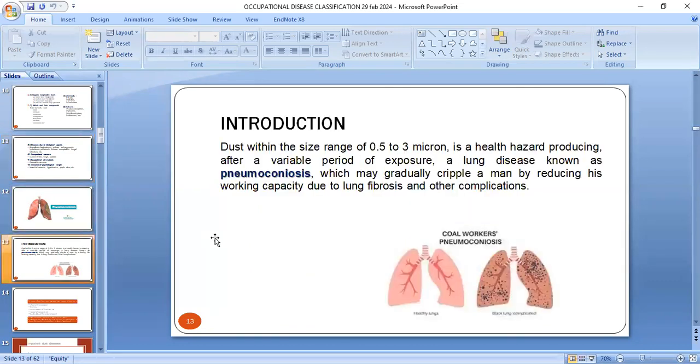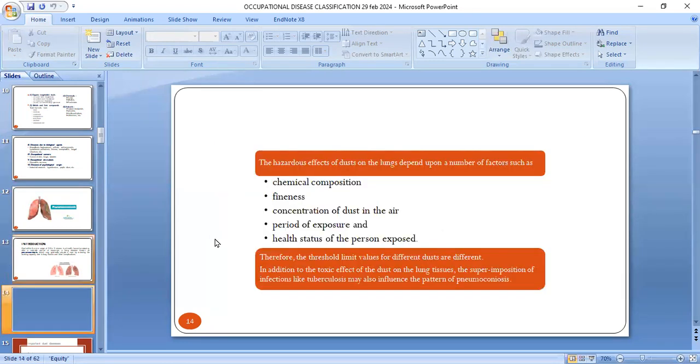Dust within the size range of 0.5 to 3 micron is a health hazard, producing after a variable period of exposure a lung disease known as pneumoconiosis, which may gradually cripple a man by reducing his work capacity due to lung fibrosis and other complications. The hazardous effects of dust on the lungs depend upon a number of factors like chemical composition, fineness, concentration of dust in the air, period of exposure, and health status of the person exposed. Therefore, the threshold limit values for different dusts are different.